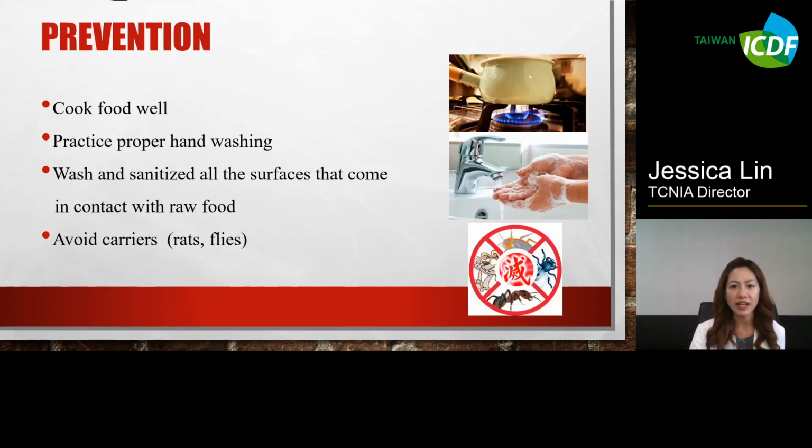So how do we prevent Salmonella? First of all, cook your food well. Always cook your food well, heat it well, test the internal temperature, like we said. Cook your chicken until it reaches 165 degrees Fahrenheit. Practice proper hand washing. Wash and sanitize all the surfaces that come in contact with raw food.